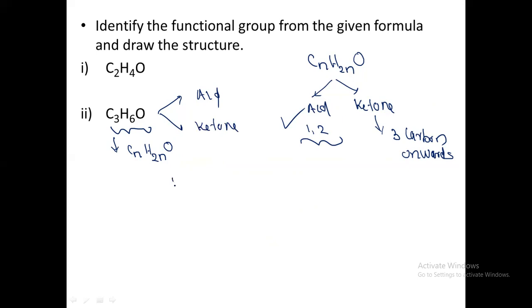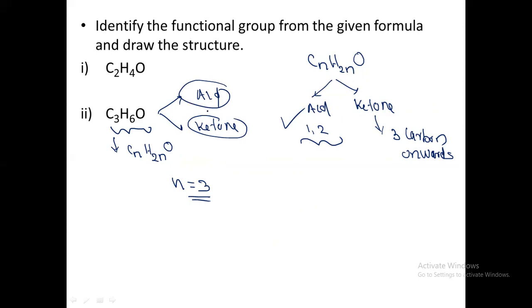Here the number of carbon is 3, so 3 means ketone is also possible. So it can be an aldehyde as well as a ketone. You can draw both, you can write both possibilities. It can be an aldehyde or ketone. So they're isomers: the same formula but different structure, different compounds.